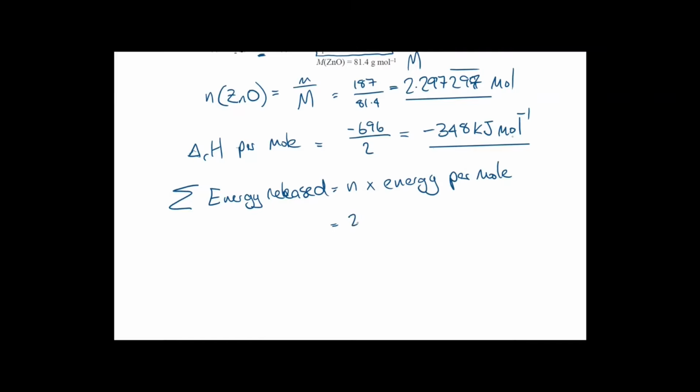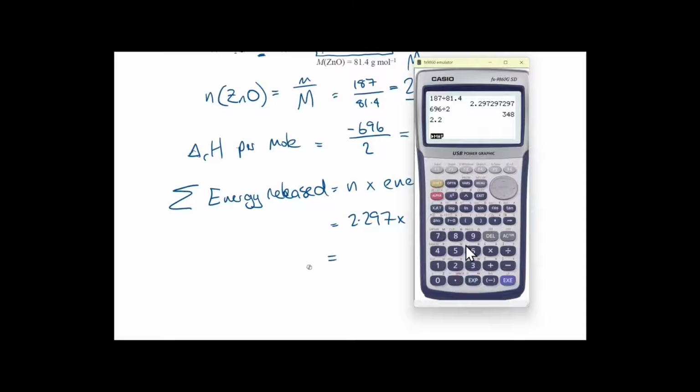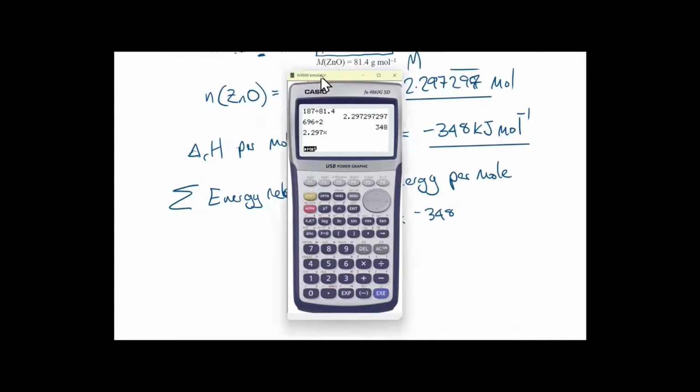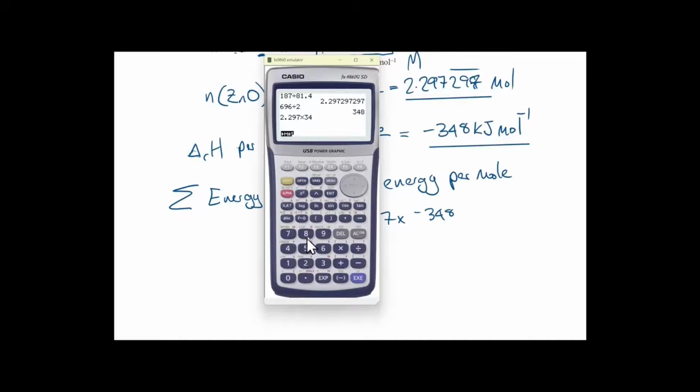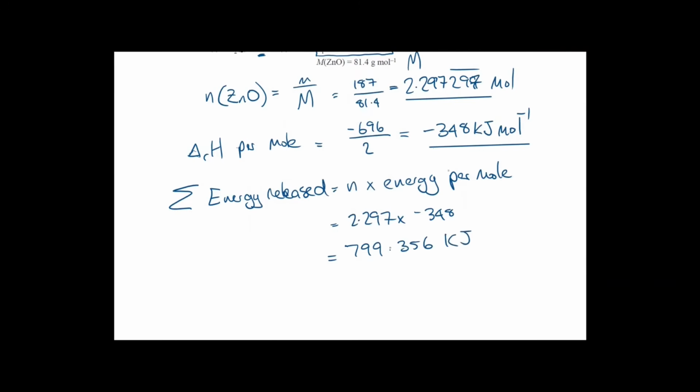So that's going to be 2.297 times negative 348 kilojoules per mole, and the moles are going to cancel. So 2.297 times 348, and it's going to be negative. That gives 799.356 kilojoules. And these are all in 3 significant figures, so that's going to be 800 kilojoules.